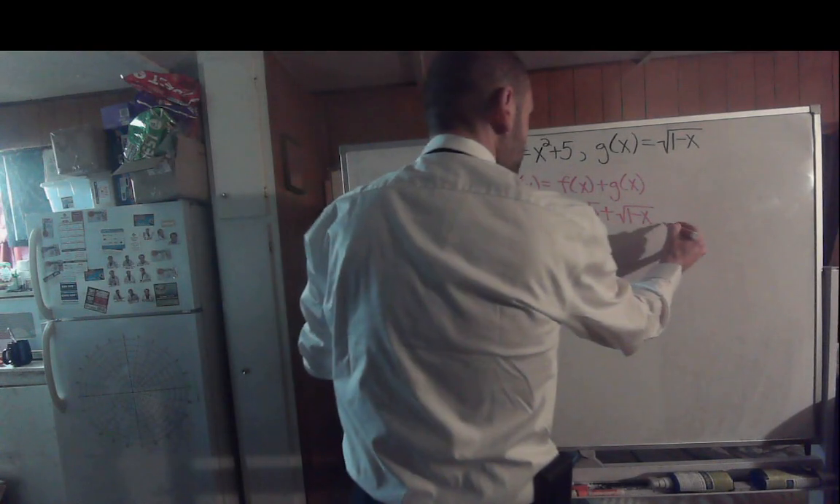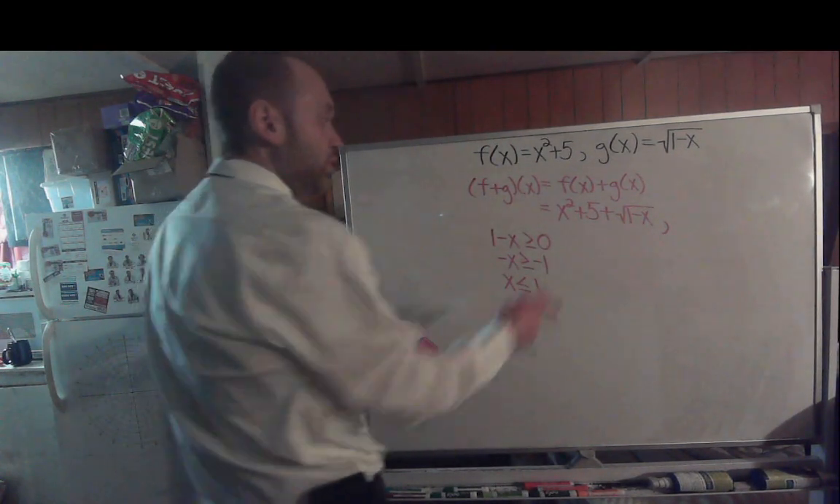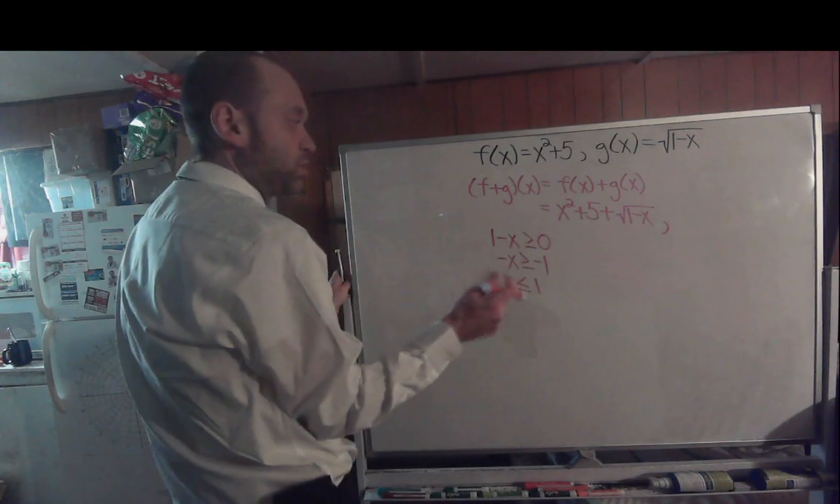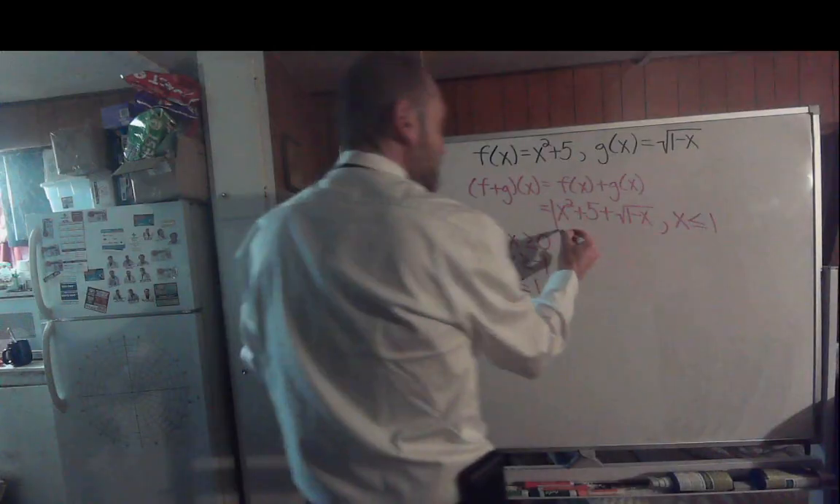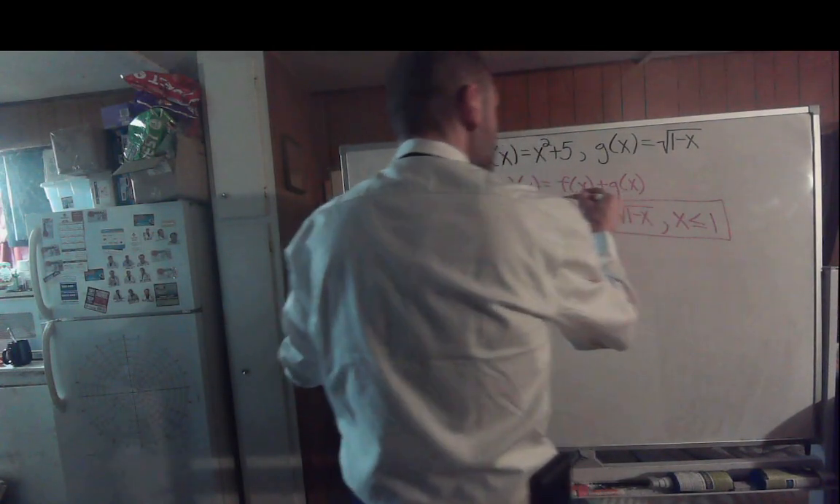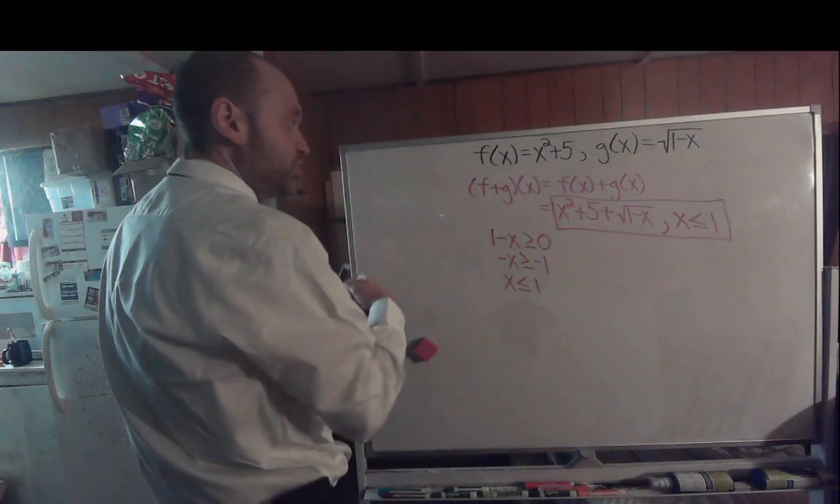So f plus g of x is going to equal x squared plus 5 plus the square root of 1 minus x, provided that x is less than or equal to 1, for where the domain is defined. That's exactly what you would end up getting.